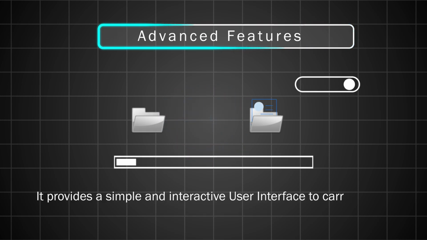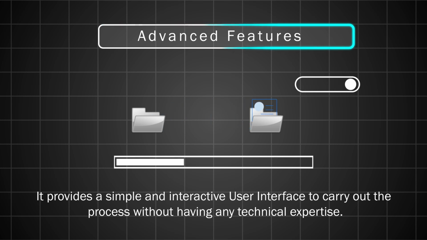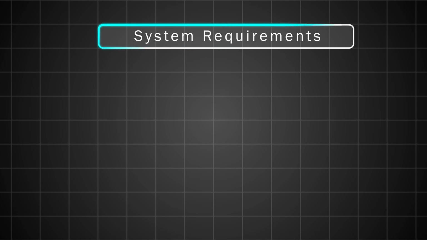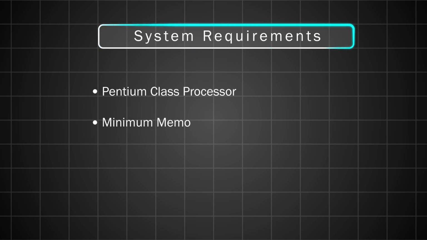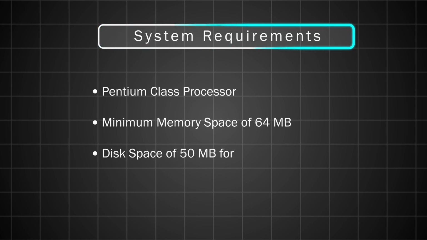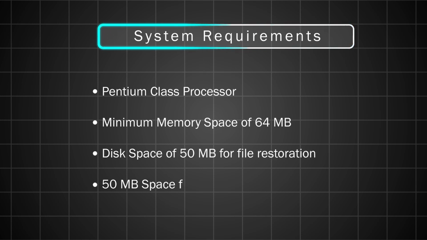It provides a simple and interactive user interface to carry out the process without having any technical expertise. Now, check out the basic system requirements before installing the software. Pentium class processor. Minimum memory space of 64 megabytes. Disk space of 50 megabytes for file restoration. 50 megabytes space for software installation.